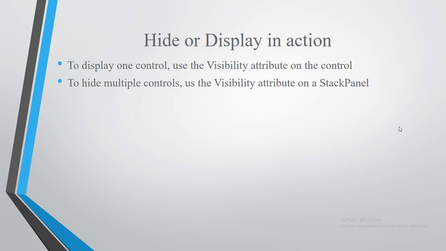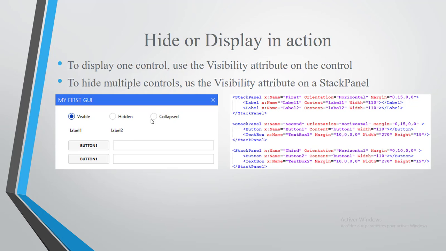Hide or display a control in action. To display just one control, you can use the visibility attribute directly on the control. If you want to hide or display multiple controls at the same time, I recommend you use the visibility attribute on a stack panel, by adding the visibility attribute to the XName attribute in the stack panel. See below a short demo I have done to explain the difference between hidden and collapsed.